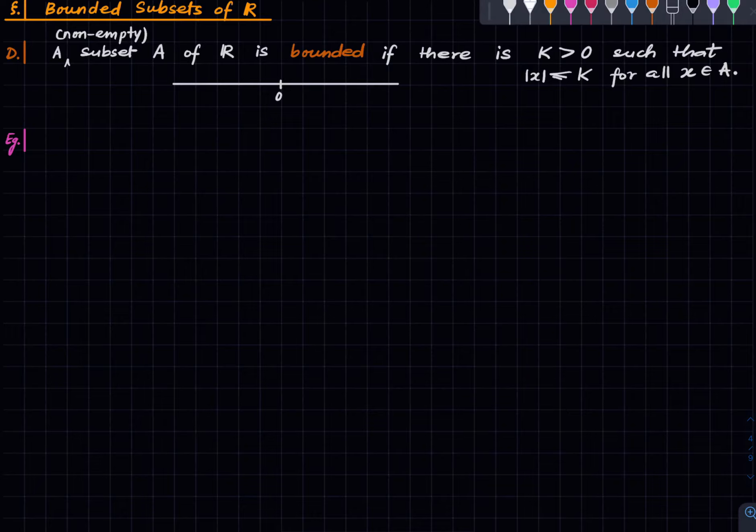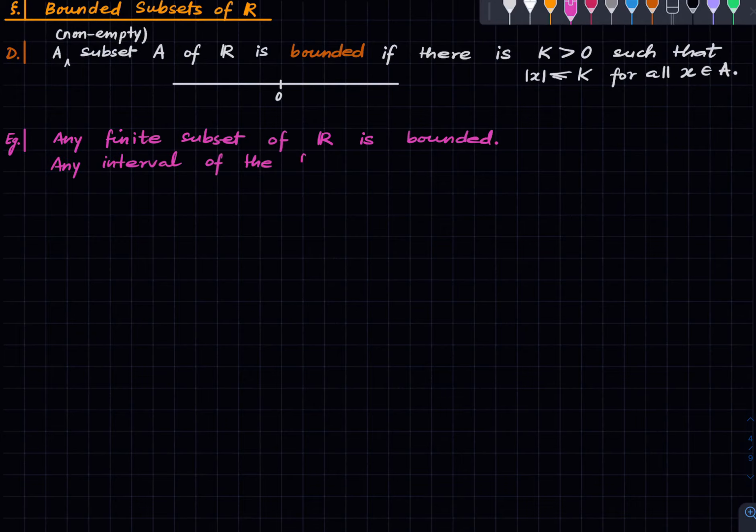Okay, and just for example, I don't have a very good example, just the obvious ones. Just take any finite set. So any finite subset of R is bounded. That should be clear. And you can take any interval, so any open interval of the form a comma b, where a and b are of course real numbers, is bounded. And you can construct infinitely many examples.